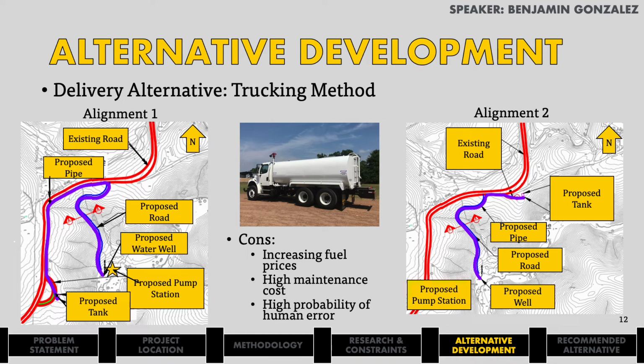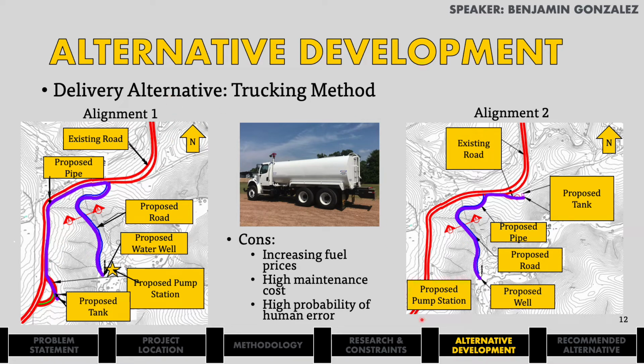So one of our alternatives that we came up with was the trucking method to deliver water from the well location to the mining facility. We included two alignments and our considerations during the trucking method. Our first alignment, as seen on the left, had us transport water from the well location up the hill to a storage tank located at the bottom of the hill. Later, trucks would transport the water up the hill into the mining facility.